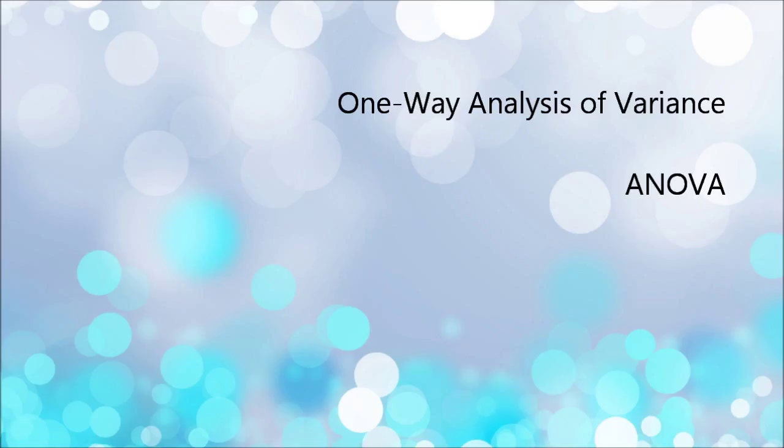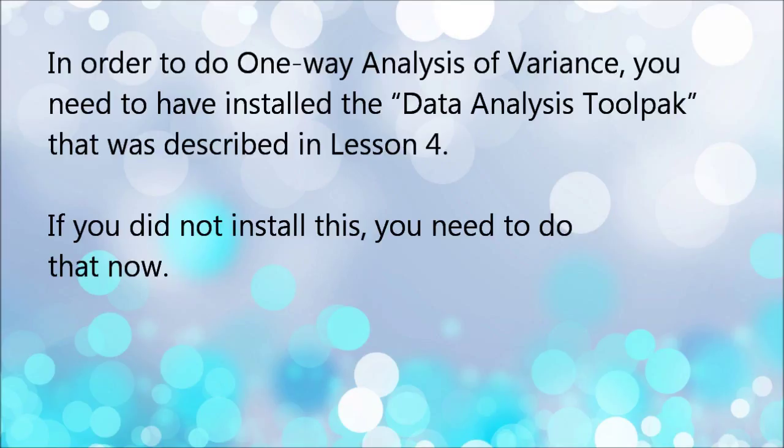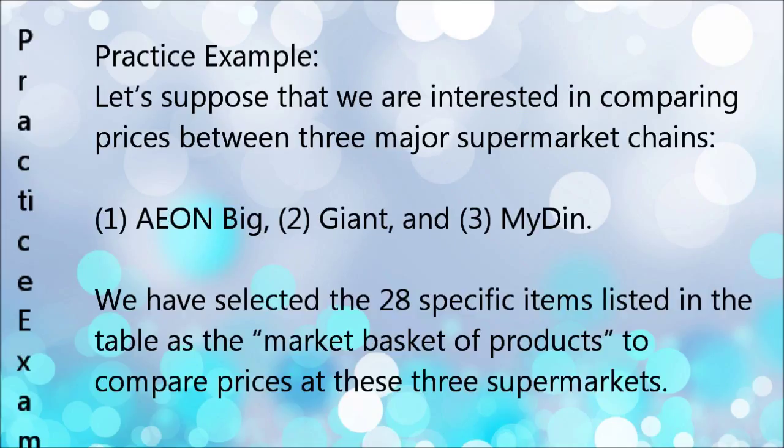In this lesson, we will learn one-way analysis of variance. The ANOVA allows you to test for the difference between the means when you have 3 or more groups in your research study. Important note: in order to do one-way analysis of variance, you need to have installed the Data Analysis Tool Pack that was described in Lesson 4. If you did not install this, you need to do that now. We will work on a practice example.